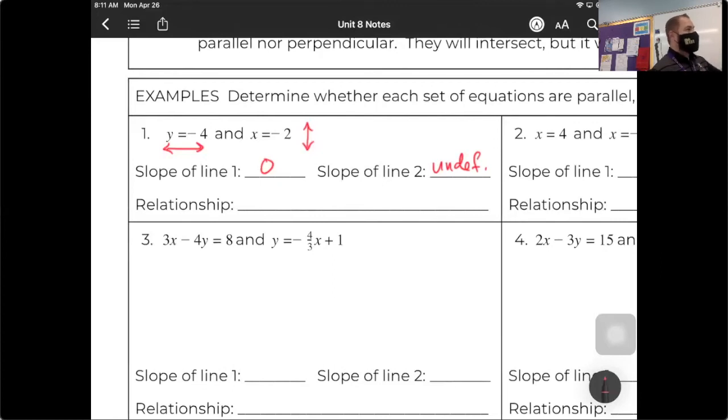It's not neither. These are perpendicular. Think about it. One's horizontal, one's vertical. Aren't those always going to be perpendicular? Okay. Horizontal is always perpendicular to vertical. So I told you it was a trick question.